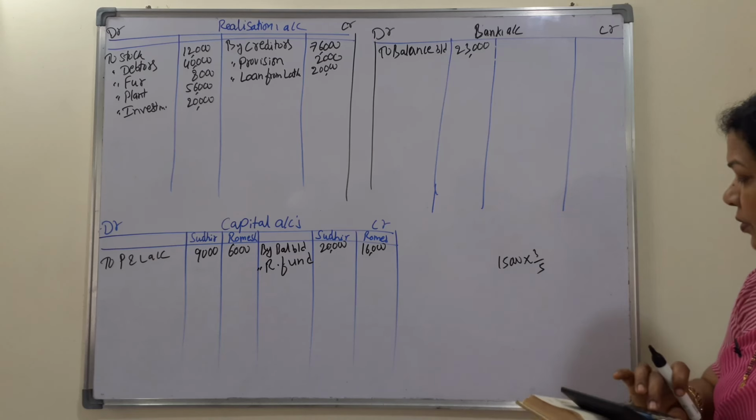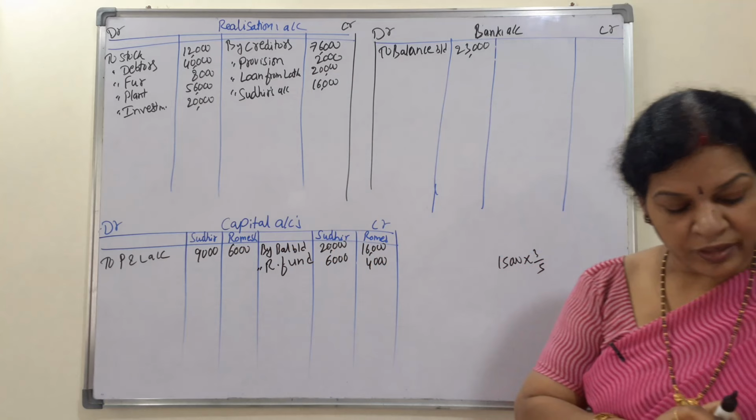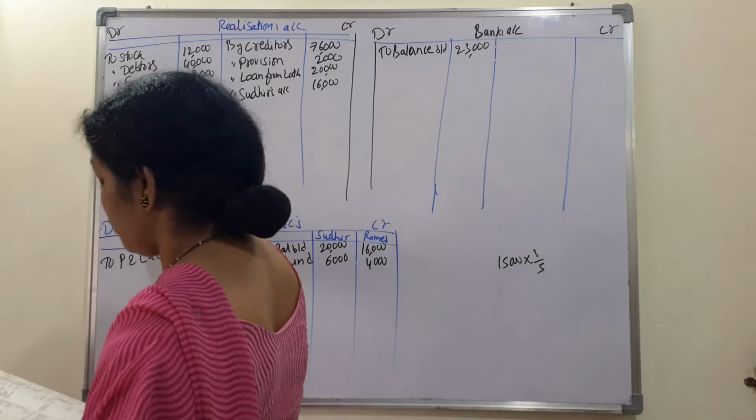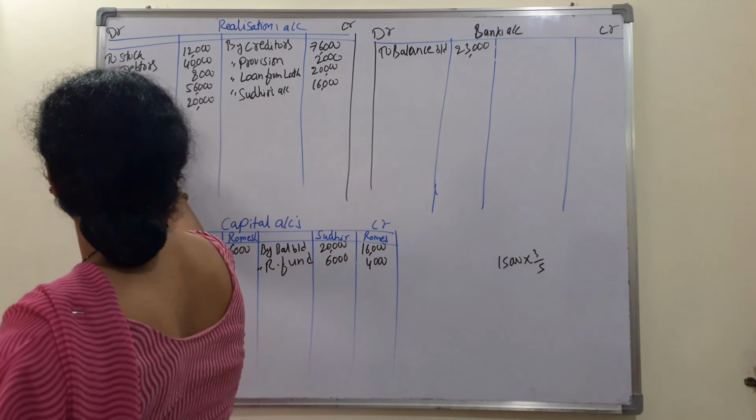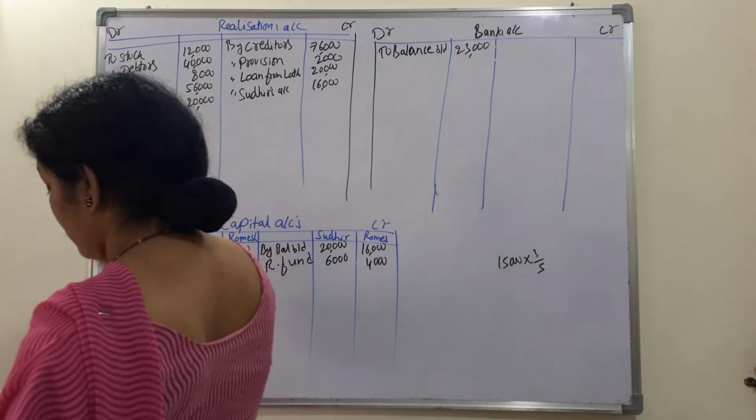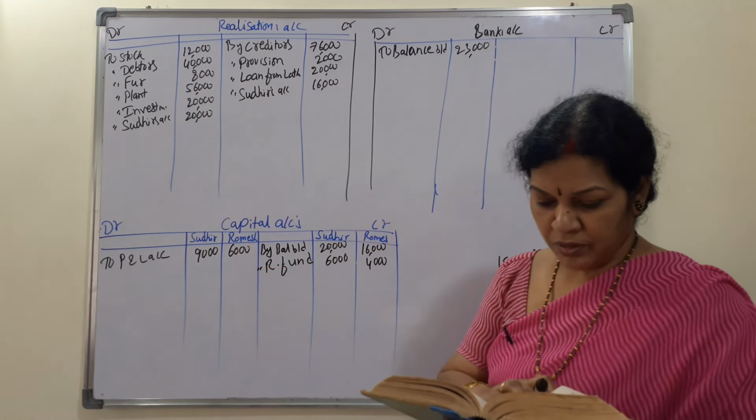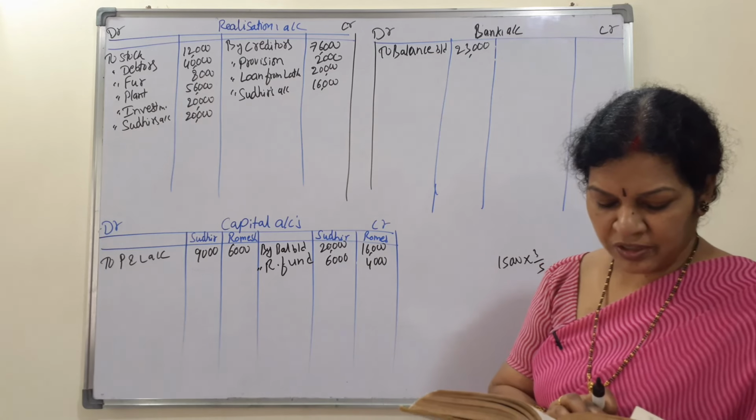Next, what else is there? Coming to the adjustments, Sudhir took over the investments at an agreed value of 16,000. When Sudhir is taking it, by Sudhir's account, 16,000. And agreed to pay off a loan to Lata, wife of Sudhir. Lata's loan he is ready to pay off. When he is ready to pay off, it comes on the debit side, to Sudhir's account. Lata loan is here 20,000. Then next, the assets realized as under.